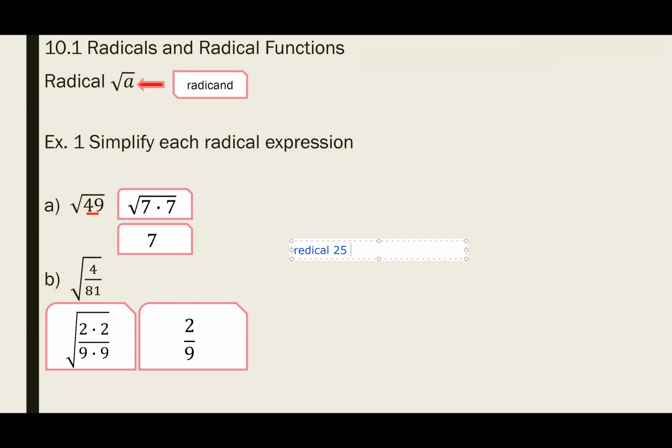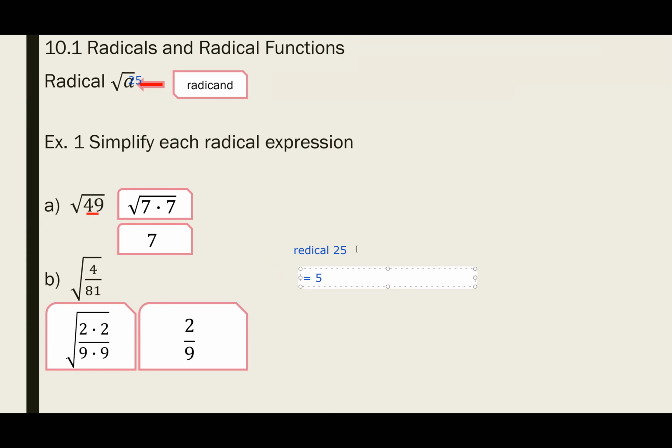Radical 25 is basically, instead of an A, we have 25 in there, right? So again, square root of 25. Is this a perfect square? Hopefully you say yes, it's a perfect square, because for the radical 25, what can you extract on the outside?